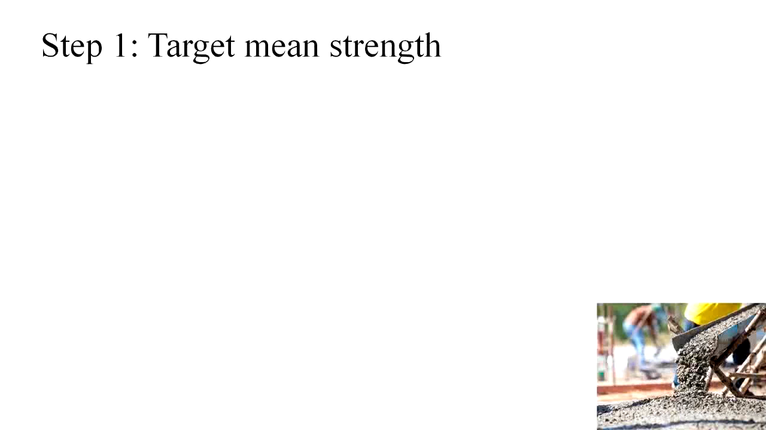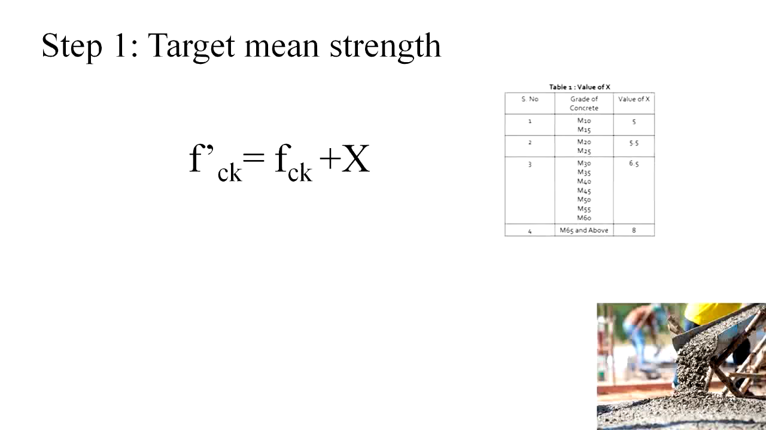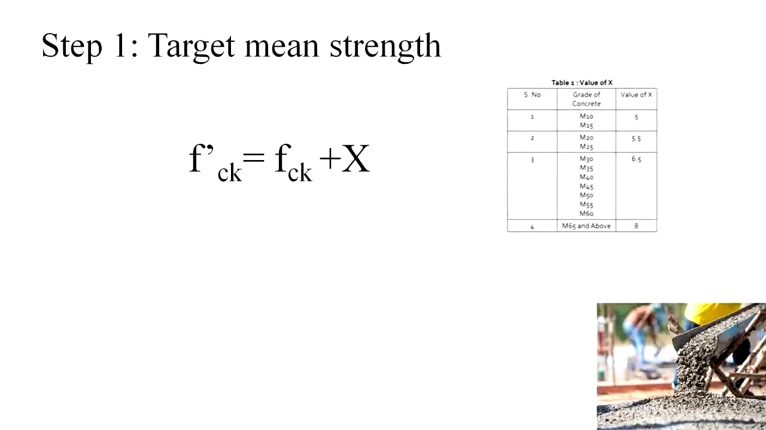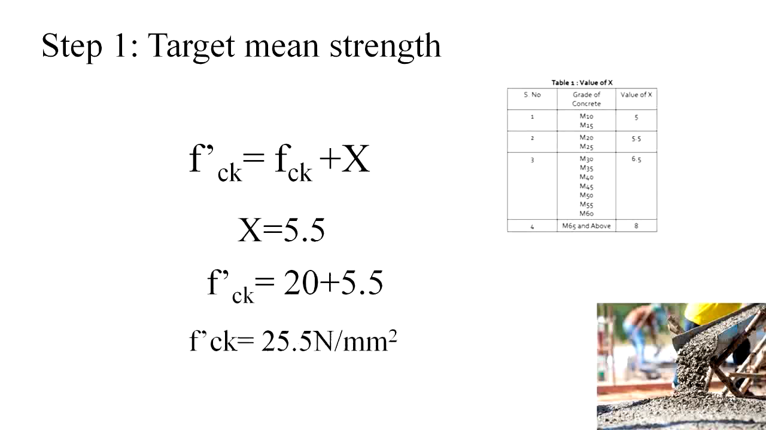The first expression is f_ck dash equals f_ck plus X, where the value of X is to be determined from table 1 of IS 10262. As we are designing an M20 mix ratio, the value of X can be taken as 5.5. By substituting the value of X, we get the value of f_ck dash as 25.5 Newton per millimeter square.